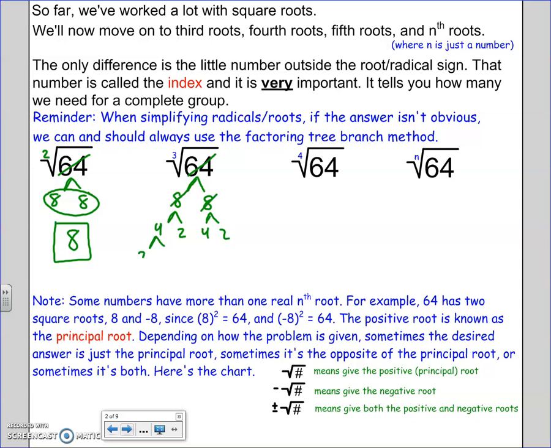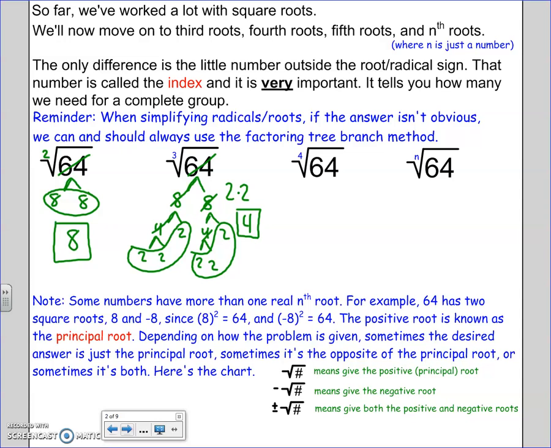And then these 4s turn to 2s. I find groups of 3. So not pairs, but triples. Here's a triple. Here's a triple. So remember, groups go outside. 2 goes out. Another 2 goes out. There's nothing left over inside. So you multiply it, you get 4. 4 is the cube root of 64.